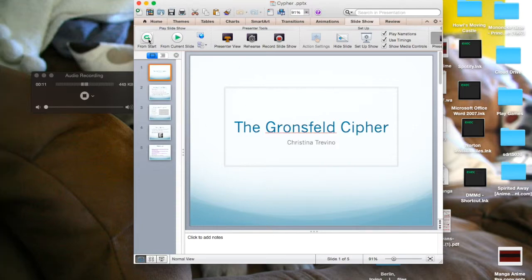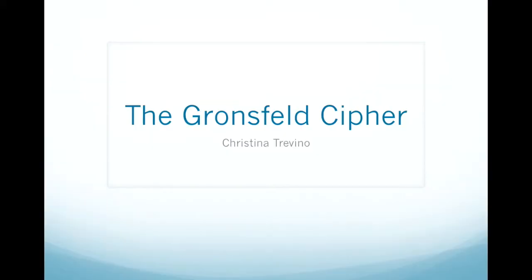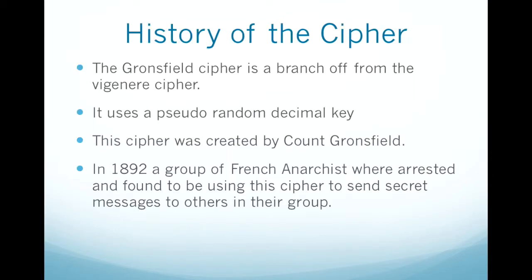Welcome to the Gronsfeld cipher. Some history on the Gronsfeld cipher is that it is actually a branch off from the Vigenère cipher. Where the Vigenère cipher uses letters, the Gronsfeld cipher uses numbers. It actually uses a pseudo-random decimal key.